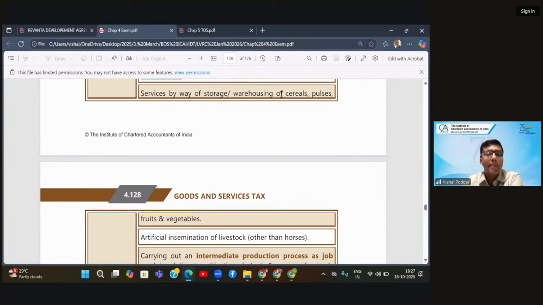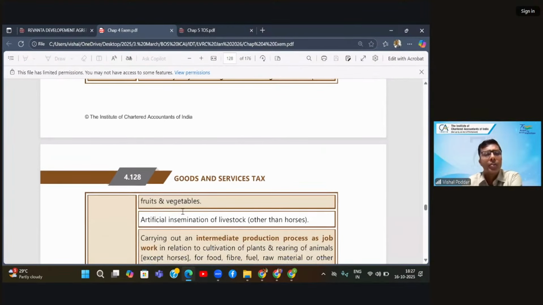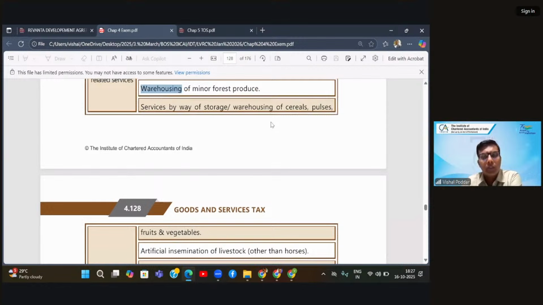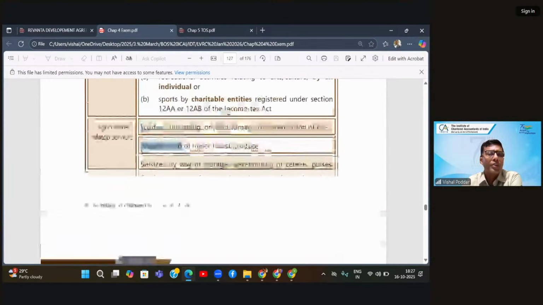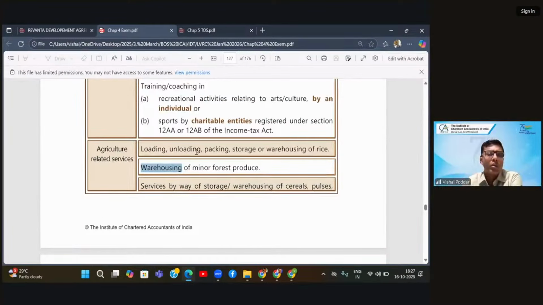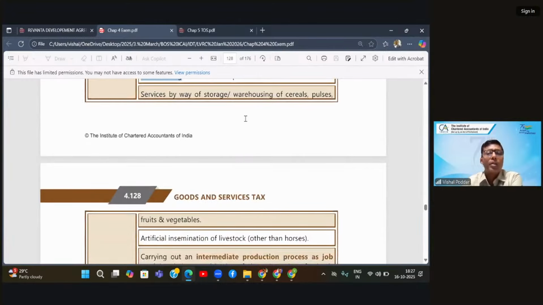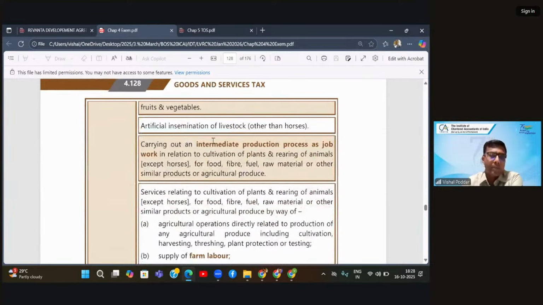Now for what? Now it is for cereals, pulses, fruits, vegetables. So again, these are all agriculture related products. For these specific products, only storage is exempt. For rice, loading, unloading, packing, storage, everything is exempt. But for these items, only the storage or warehousing is exempt. Next, artificial insemination. So wherever you are doing reproduction of your livestock artificially, that is what is exempt except for horses.